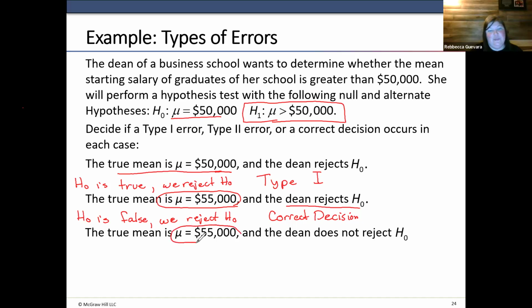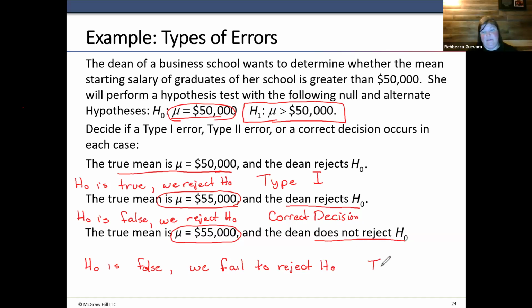Here, the mean is once again 55,000. So null hypothesis is false because it claims that 50,000 is the starting salary. And the dean does not reject. So they claim it. So null hypothesis is false. We keep or fail to reject. So if the null hypothesis is false, but we fail to reject it, that's our type 2 error.